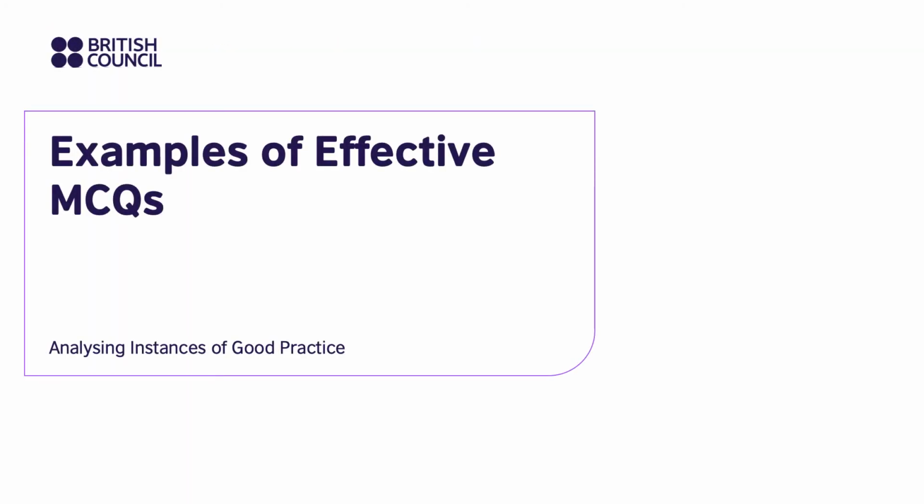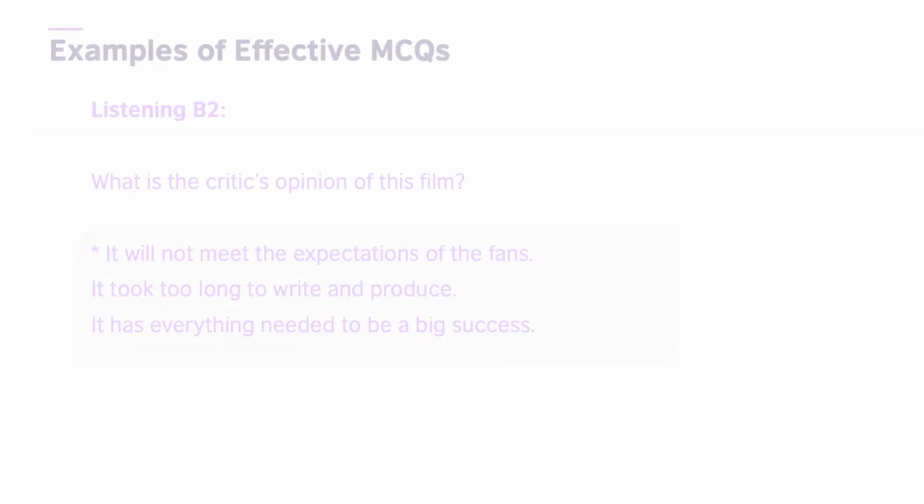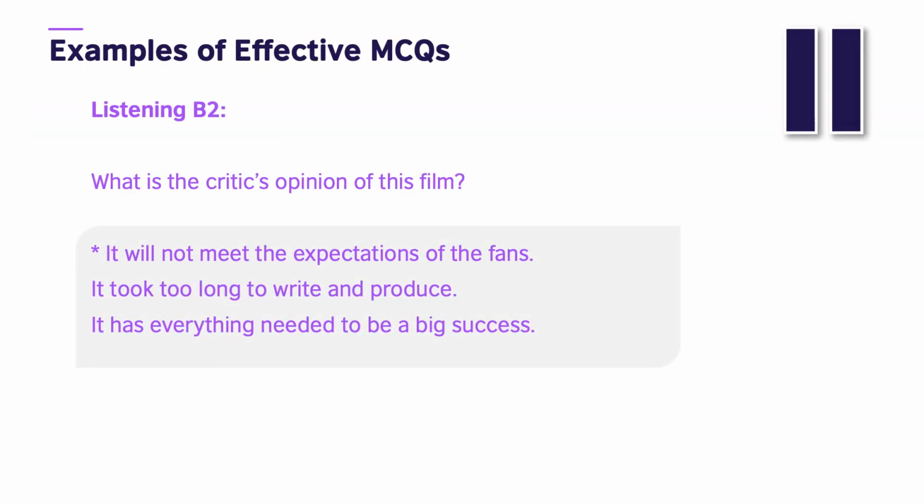In this section, we will look at some effective examples of MCQs and discuss the reasons why. We suggest you pause the video at each question in order to reflect on why it is effective. This is an example of a finalized version of an MCQ from a listening B2 item. As you can see, it is appropriate at B2 level because it focuses on more abstract opinions rather than concrete information.